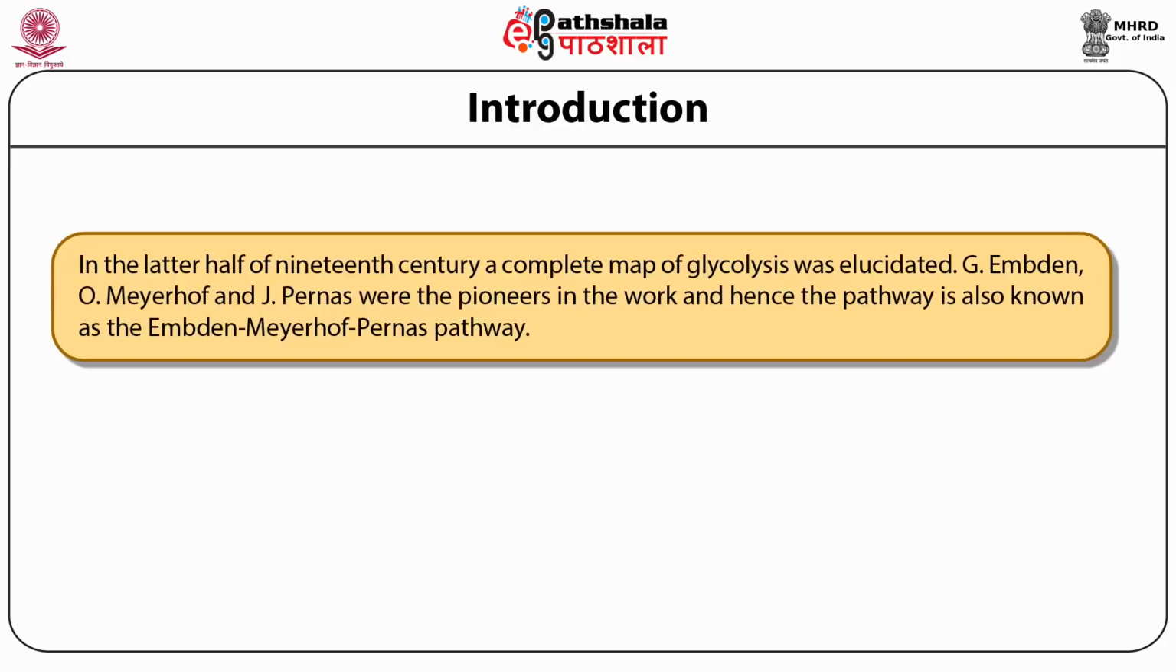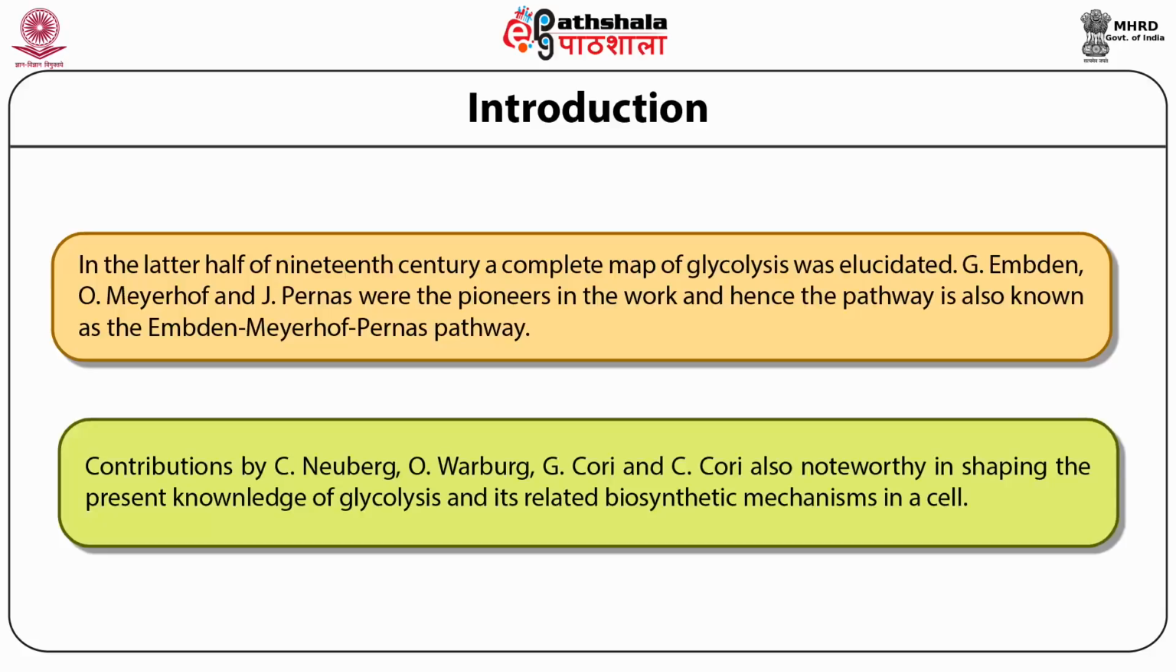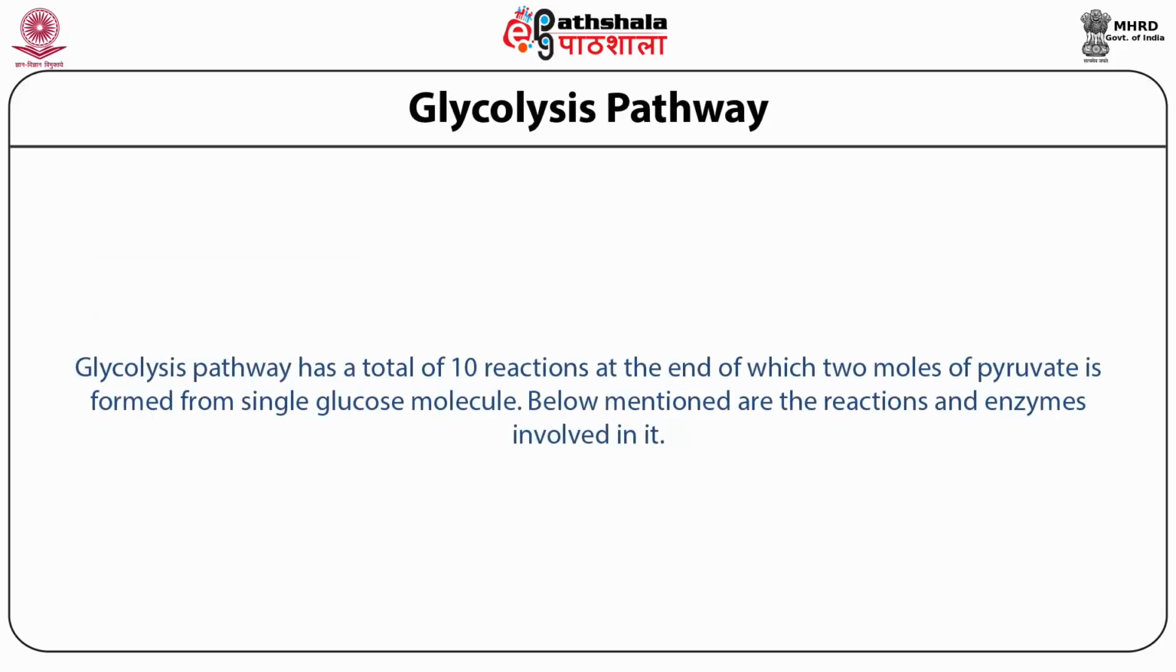In the latter half of the 19th century, a complete map of glycolysis was elucidated, with contributions from Embden, Meyerhof, and Parnas. Glycolysis is a pathway with a total of 10 reactions, at the end of which 2 moles of pyruvate are formed from a single glucose molecule. Below are mentioned the reactions and enzymes involved in it.